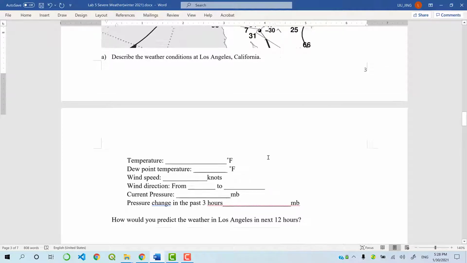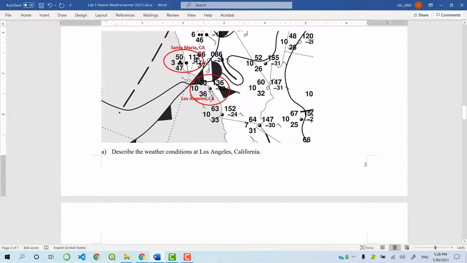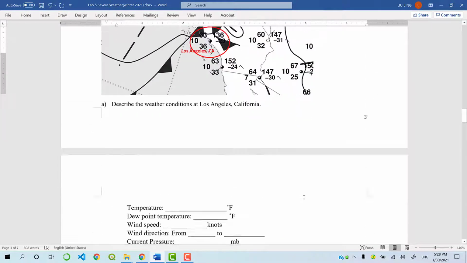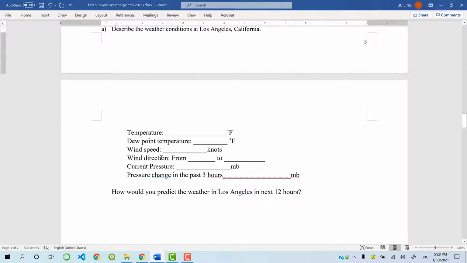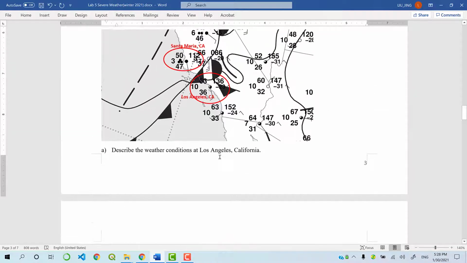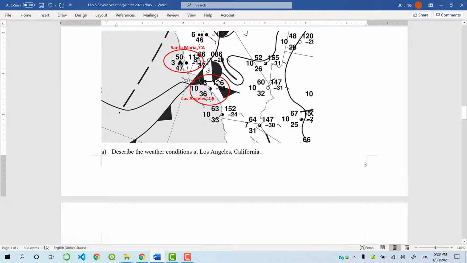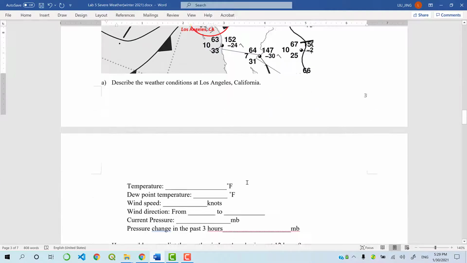I want you to describe the weather conditions in Los Angeles by reading the temperature, dew point temperature, wind speed, how many knots, your wind speed is here, and direction, from which direction to which direction, and current pressure. Remember how you recover the current pressure. 136 is not the final answer. Watch the videos and read the study guide. You will see how to recover this number.